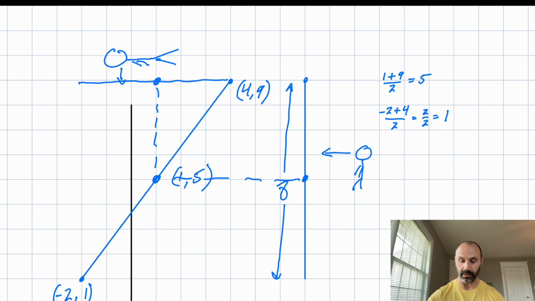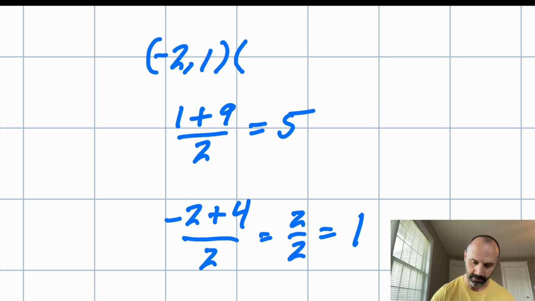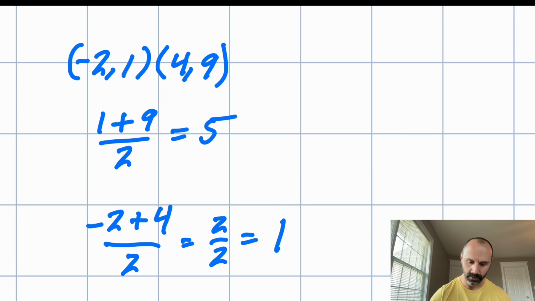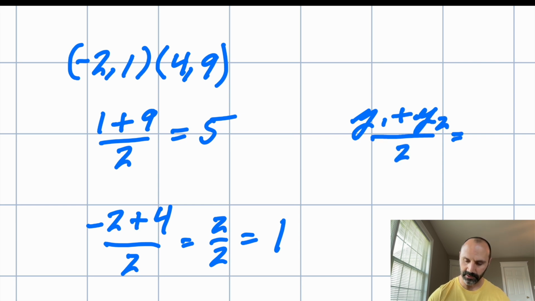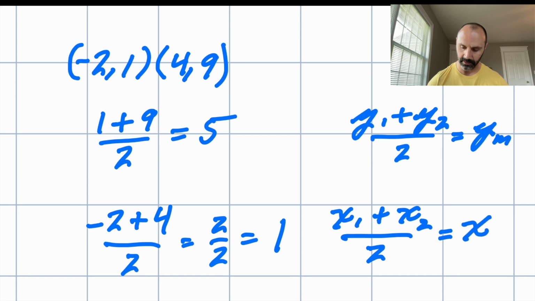All right. So let's generalize what we did here. Our coordinates were -2, 1 and 4, 9. When I did this, I was taking the 1 and the 9. Those were the 2 y coordinates, so y1 plus y2 over 2, and that gives me the y coordinate of the midpoint. And then I was doing the same thing here, x1 plus x2 divided by 2, and that was giving me the x coordinate of the midpoint.